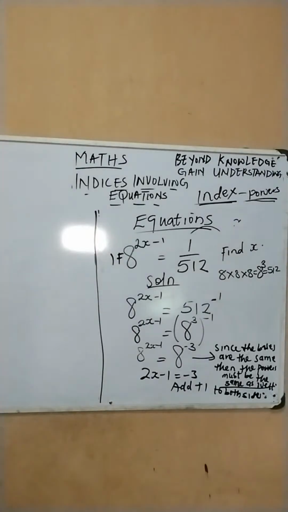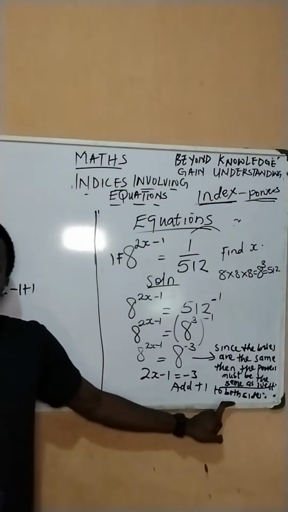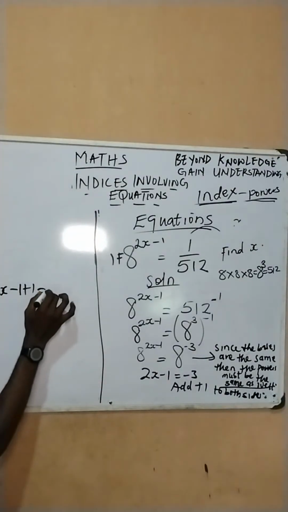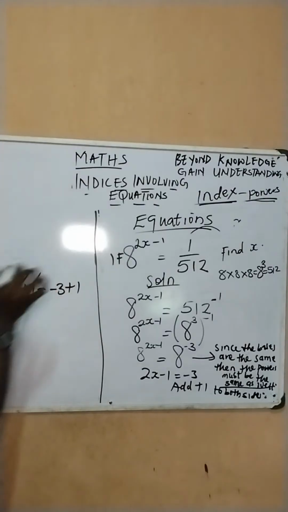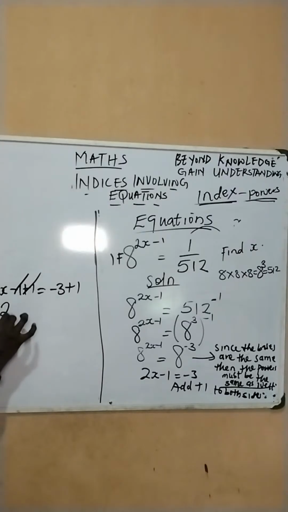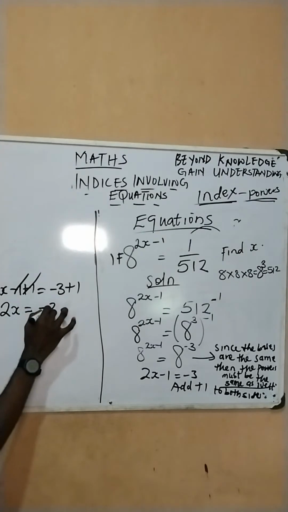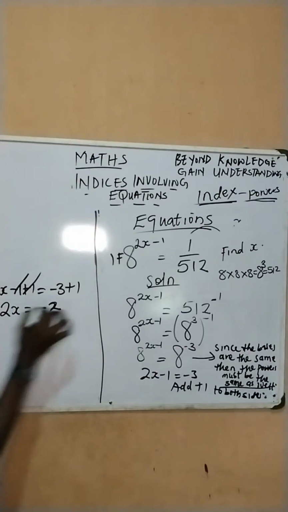So going forward, this is now going to give us 2x minus 1 plus 1. This plus 1 comes from the statement that we made here, which is to add positive 1 to both sides. And if you do that, what's on the right hand side is going to be negative 3 plus 1. This cancels off this, and what you have remaining is just that your 2x is equal to negative 3 plus 1, which will give us negative 2.